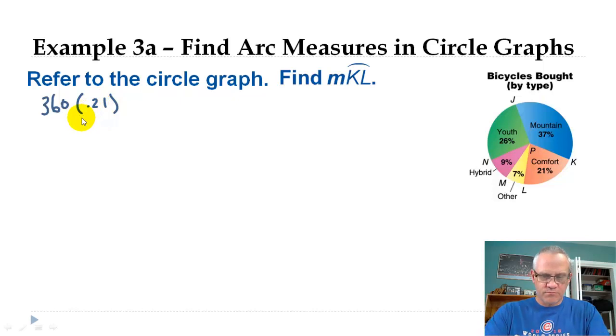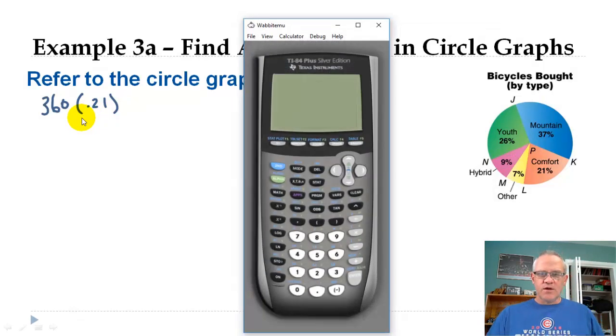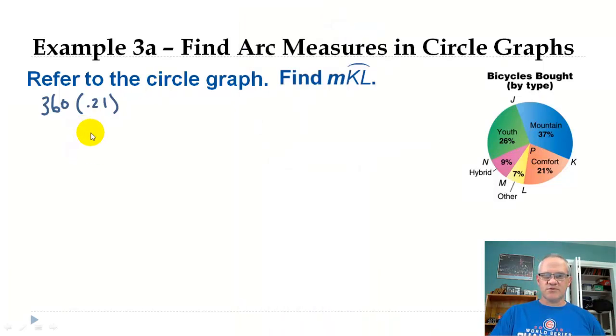So we're just going to go here, 360 times 0.21. And so it looks like 21% of 360 would be 75.6. And so that's the number of degrees. So arc KL is 75.6 degrees.